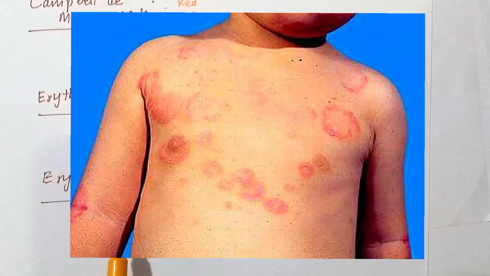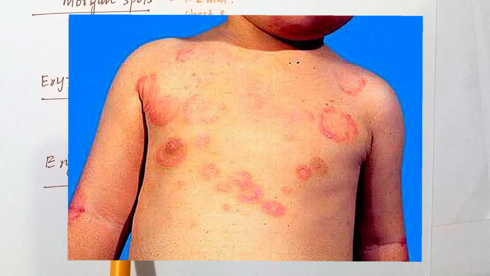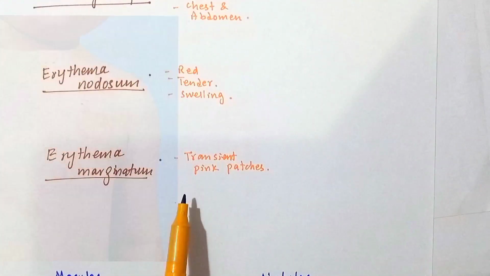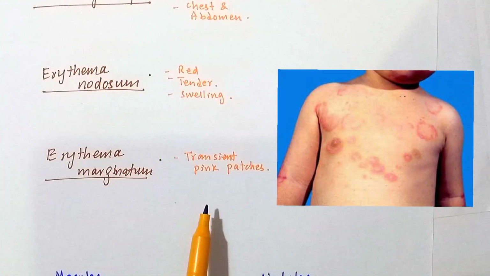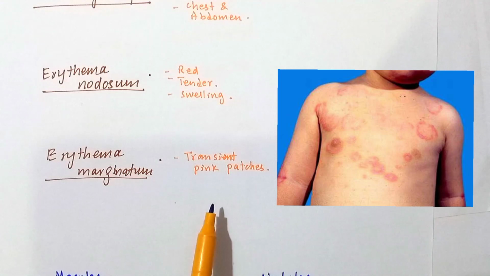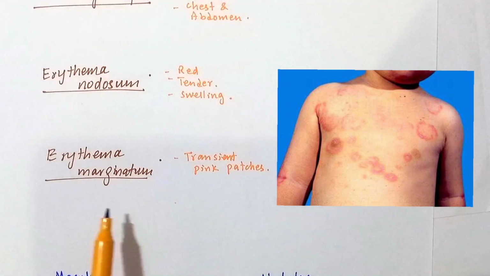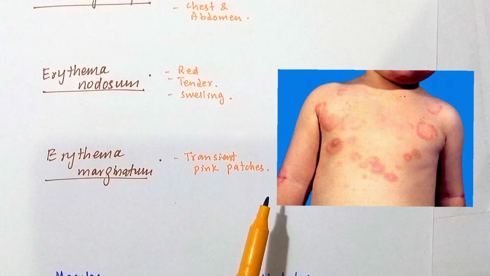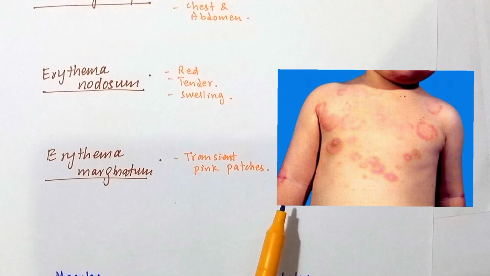Erythema marginatum. Erythema marginatum are transient pink patches mainly on the trunk, which join to form large areas with a pale center and are one of the major criteria of rheumatic fever. You can see the picture of erythema marginatum.